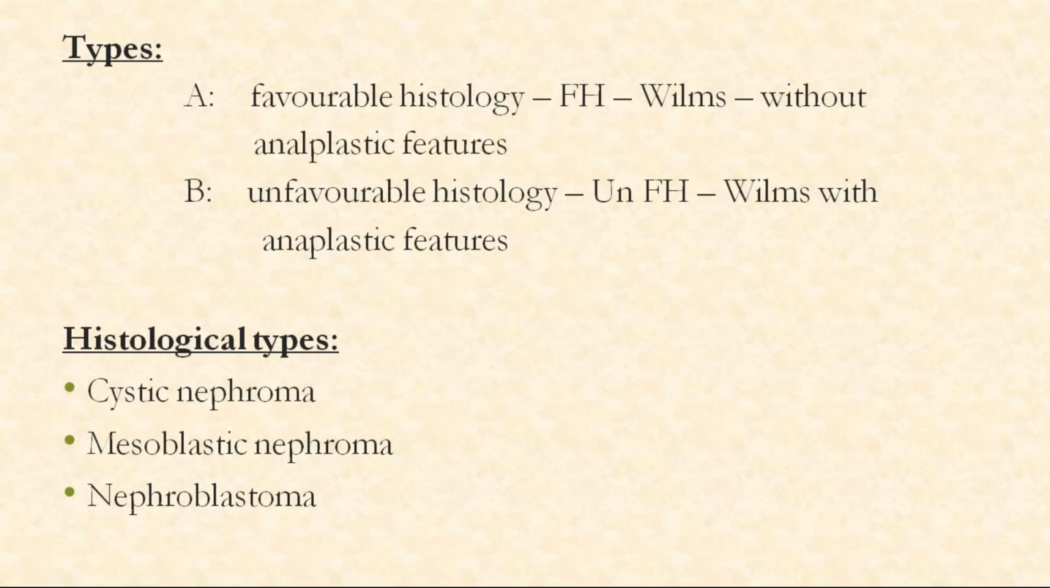So what are the types? There are two types, depending upon the involvement of anaplastic features. The first variety is favorable histology, that means Wilms tumor without anaplastic features. And nephroblastoma can also be associated with anaplastic features. Based on this, they are divided histologically into 3 types: cystic nephroma, mesoblastic nephroma, and nephroblastoma. These are the 3 clinical pictures of Wilms tumor based on the histological feature.